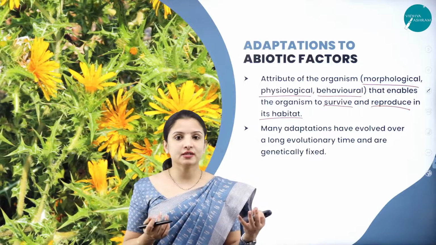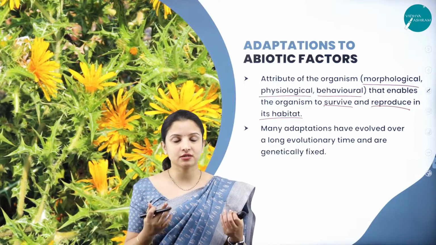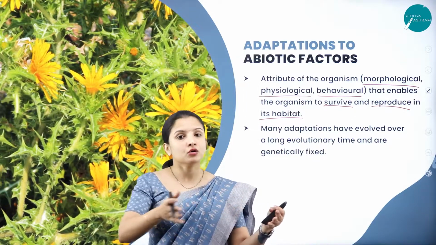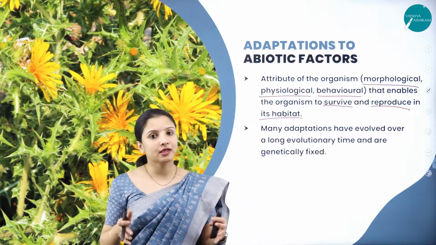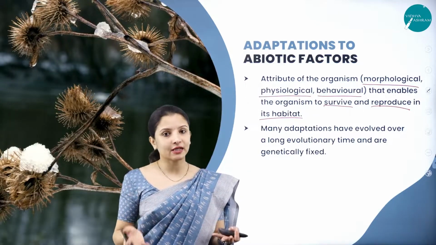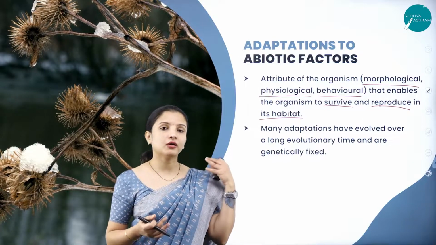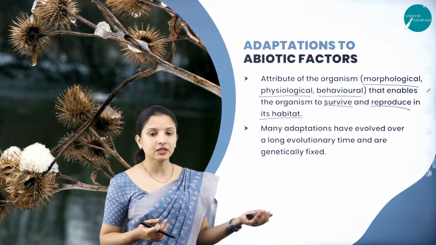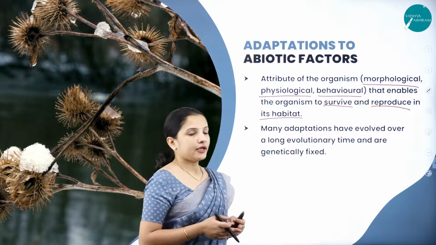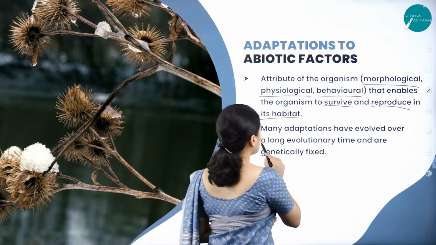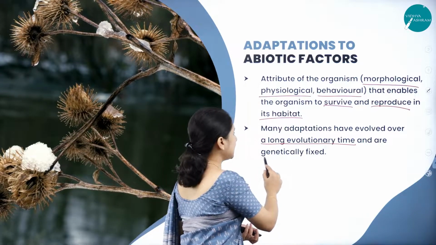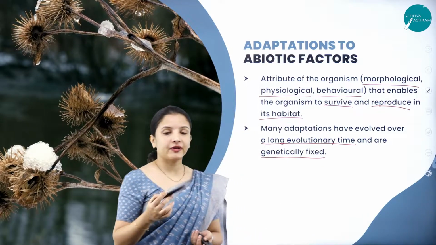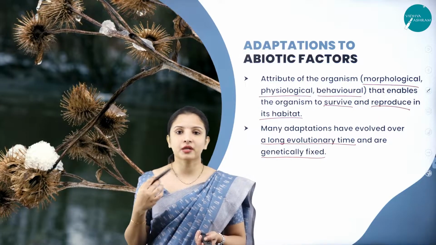So, evolution is nothing but the organism's characteristics changing during a course of time, in order that the organism can survive in that particular environment or any changing environmental condition. So many adaptations have evolved over a long evolutionary time and they are also genetically fixed. So genetically fixed. So how can an organism evolve?